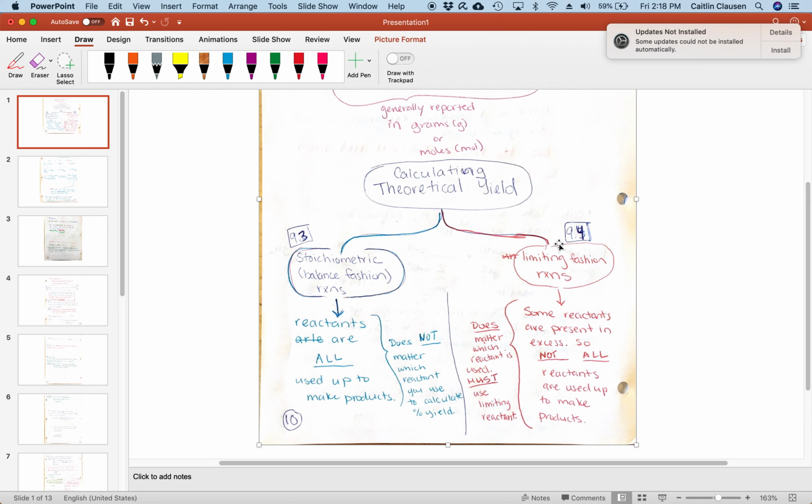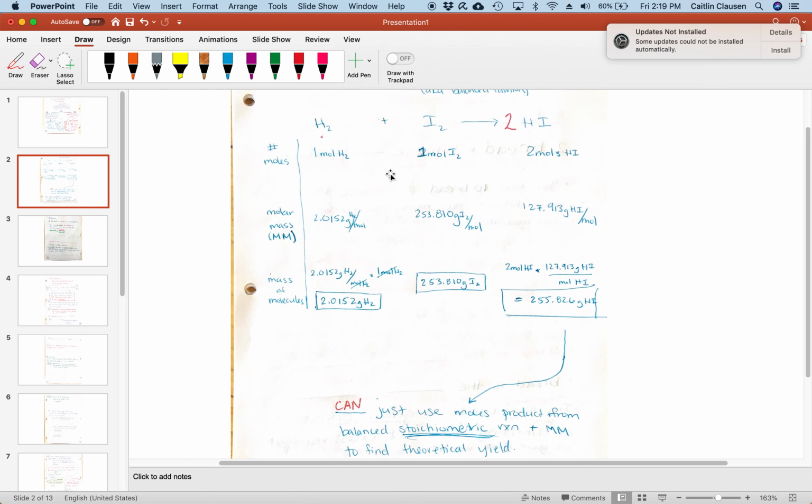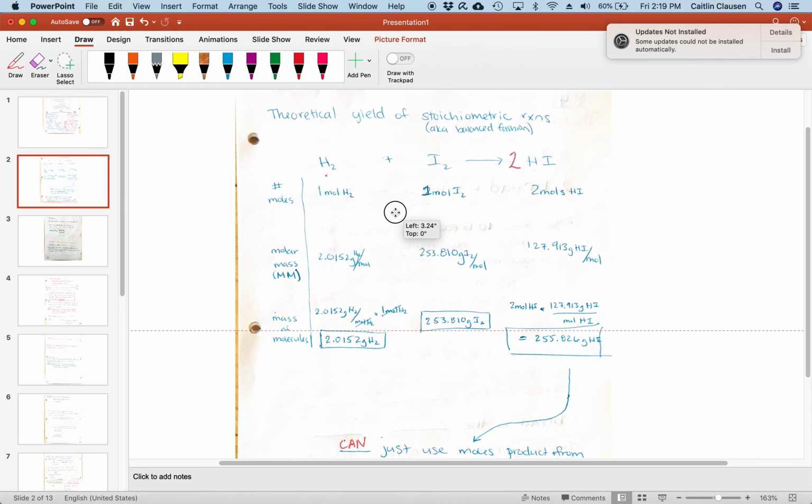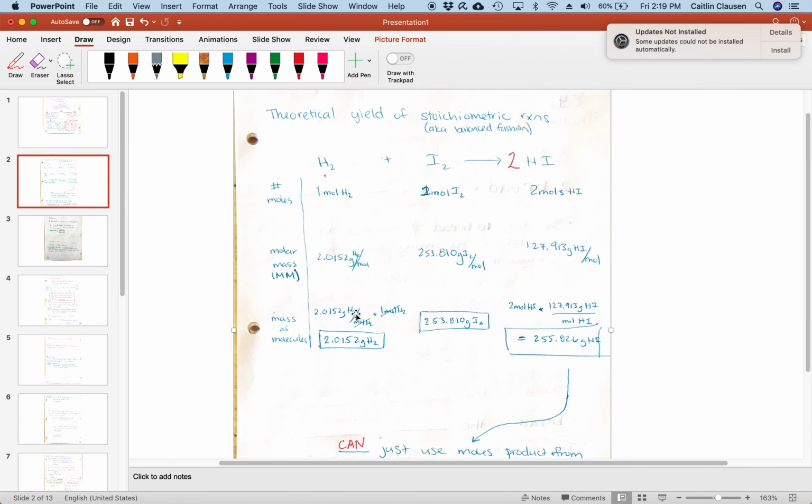That was calculating theoretical yield of stoichiometric reactions. Section 9.4 in the book describes how to calculate theoretical yield of limiting reactant reactions, which are reactions where not all of the reactants are used up to make the products. So that means it absolutely matters what reactant you choose to calculate theoretical yield. You have to choose what is called the limiting reactant. The book gives this example, and it just starts with moles.